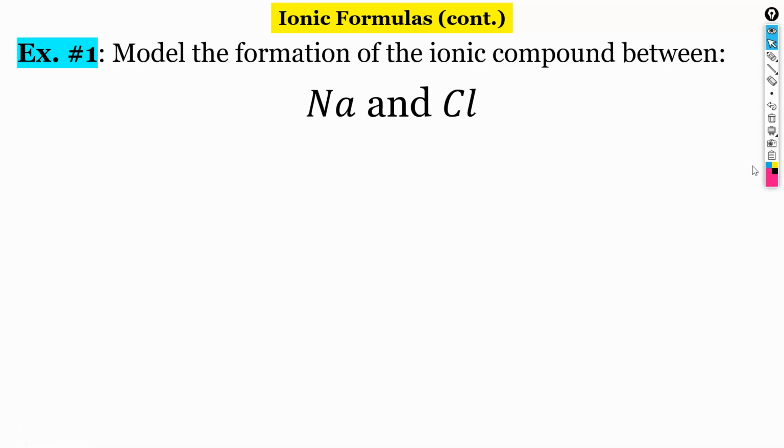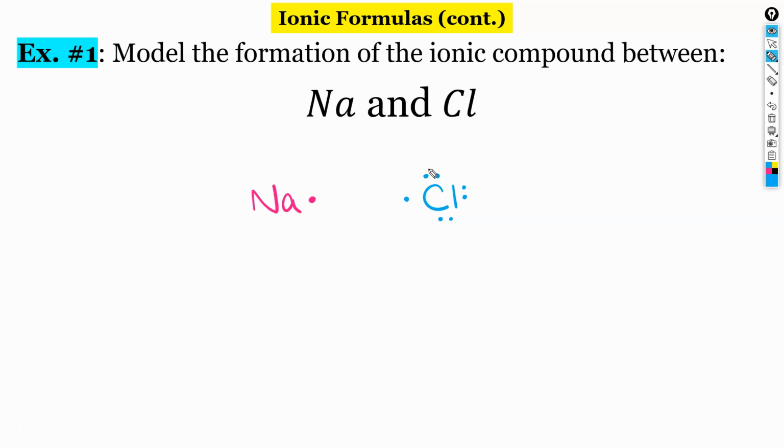So let's look at an example. It says model the formation of the ionic compound between sodium, Na, and chlorine, Cl. Let's start by drawing our Lewis dot diagrams. So we've got sodium, Na, okay, and it's got one dot, it's in group 1. And then we have chlorine. So chlorine is in group 7A, so it's going to have 7 dots. So 1, 2, 3, 4, 5, 6, 7.